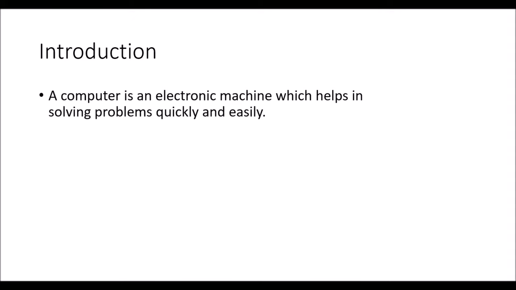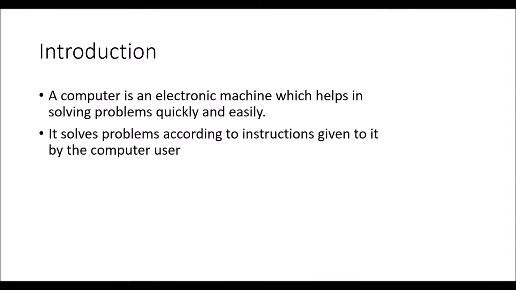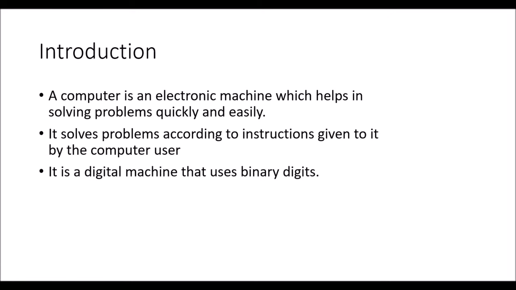Now, introduction. A computer basically is an electronic machine which helps in solving problems quickly and easily. Though no one will be asking you to define a computer system in IGCSE, by the way, it's just knowledge you're supposed to know. It's an electronic machine. If you don't want to say that, you can say it's a machine that processes data according to instructions given to it, and that's software. Or you can say that a computer is a digital machine which uses binary digits.